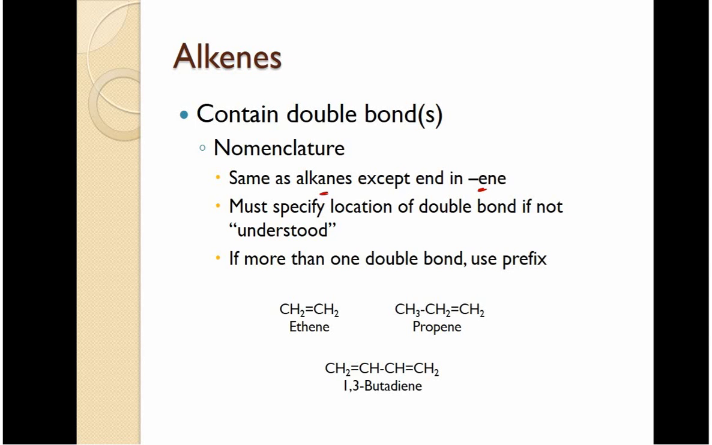So we have to specify the location of the double bond if it's not understood. So like ethene, we don't have to specify because it can only be on the first carbon. Propene, same thing. It can only be on the first carbon. 1, 2, 3. You don't name it here. 1,3-butadiene. Here we're specifying that on the first carbon and the third carbon, there are two, meaning di, double bonds.